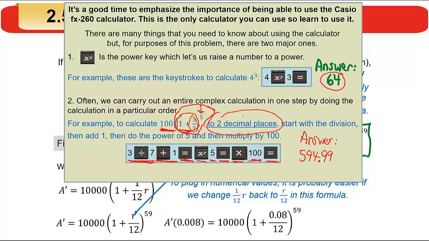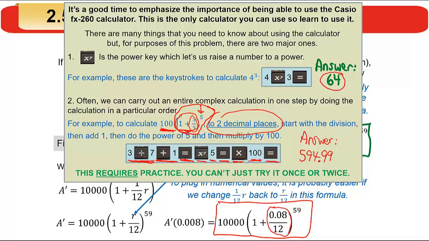Now, can you apply that to this problem? Well, sure you can. You take the same strategy, you start on the inside, the fractions, you take 0.08 and divide by 12.